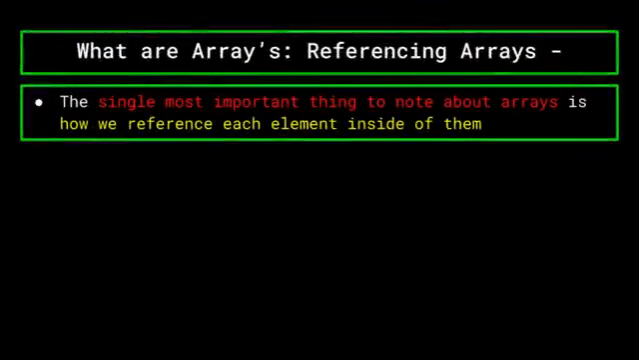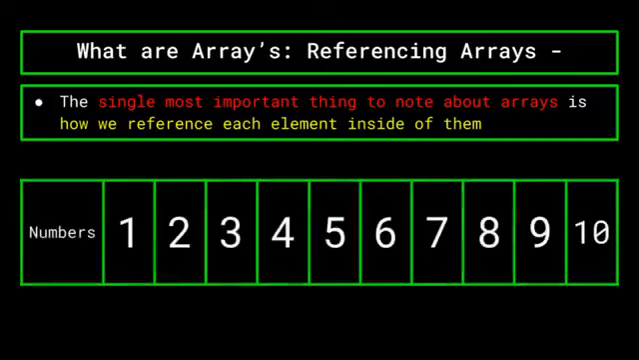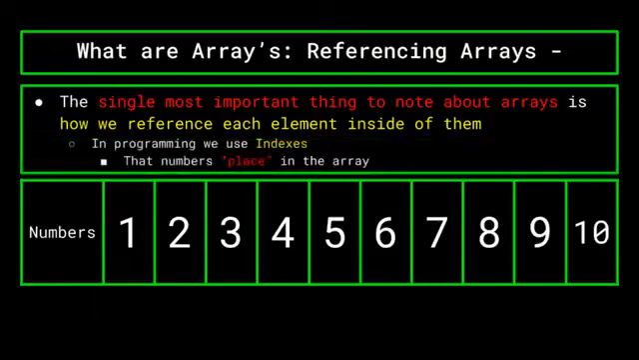Now, the single most important thing to note about arrays is how you reference each element within them. Let's create a basic array called numbers, and inside of it put the digits 1 through 10. Now, when we want to refer to each cell in this array, we would call upon its index. An index is just a fancy way of saying that number's place within the array.